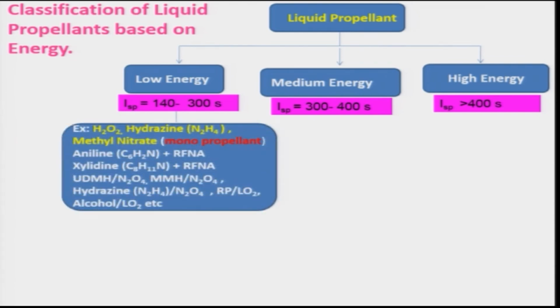So, let us look at some examples of low energy liquid propellant. If you look at hydrogen peroxide, this is your hydrogen peroxide. Hydrogen peroxide and methyl nitrate are basically monopropellants, which can produce a low energy ISP in the range of 140 to 300 seconds. If you remember, hydrogen peroxide and hydrazine are basically hypergolic in nature, whereas methyl nitrate is a non-hypergolic propellant.